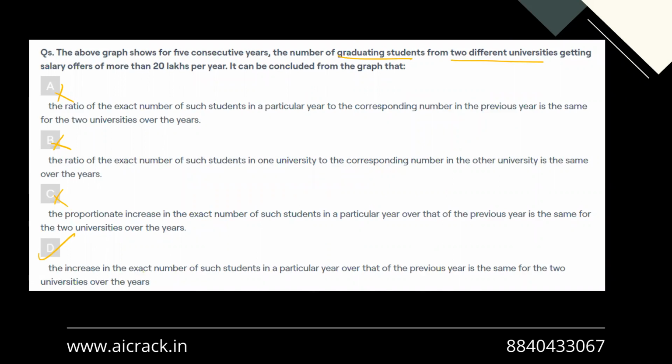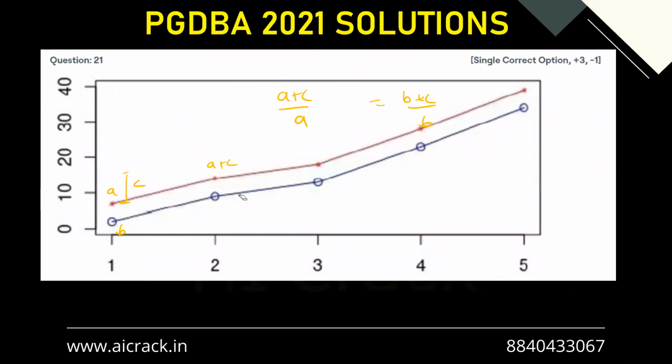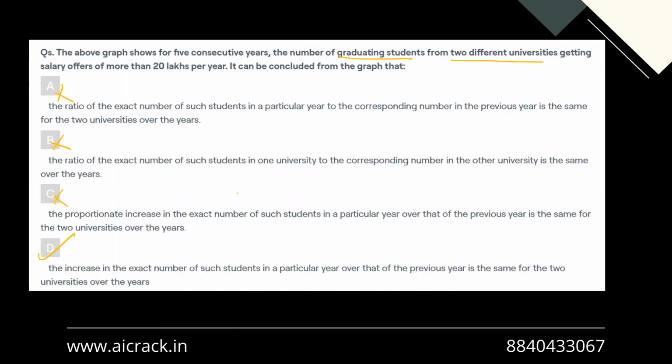You can check it as well. The increase in the exact number of such students in a particular year over that of the previous year is the same for two universities over the years. So in this one, they are saying that since these are parallel lines, if there is an increment of A from 1 to 2, there is also an increment of A over here. If there is an increment of B over here, there is also an increment of B, and that is also true because these two are parallel lines. So D is the correct answer.